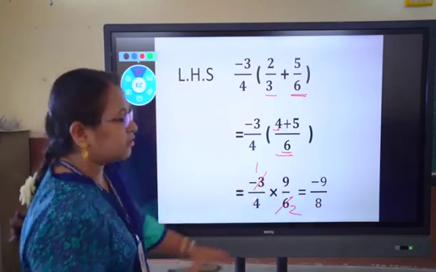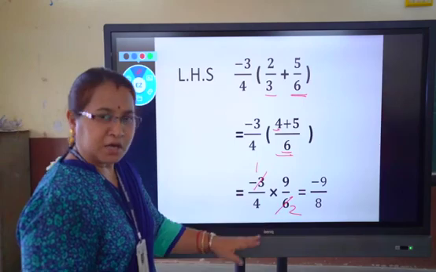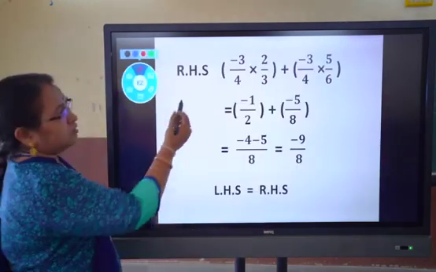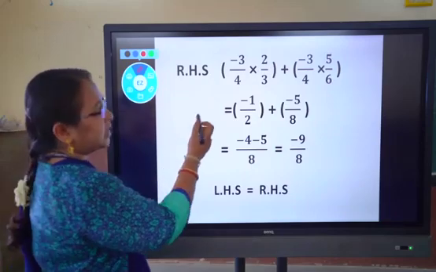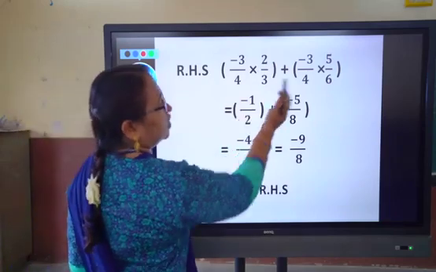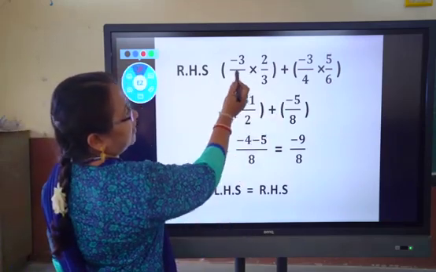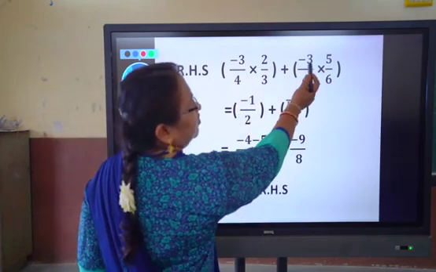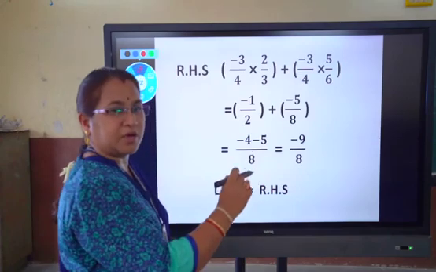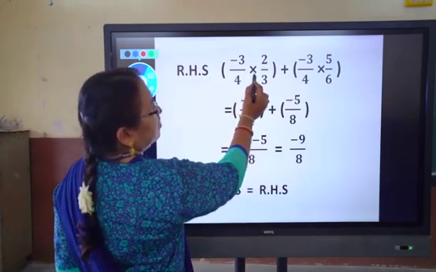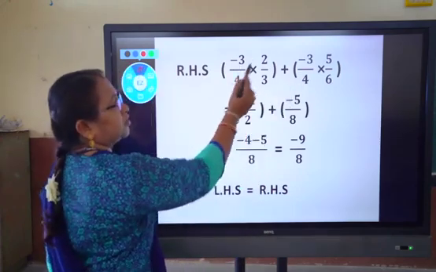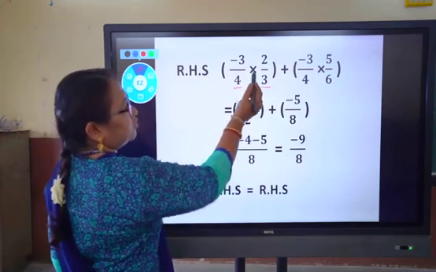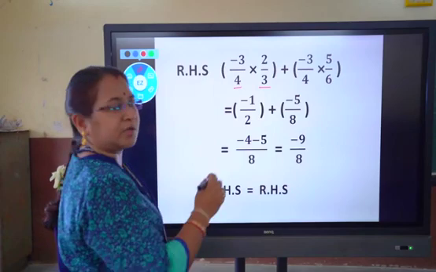Now we will see whether we get the same answer in our right hand side or not. So now we take our right hand side, that is RHS, and we see two terms. The first one is minus 3 upon 4 multiplied by 2 upon 3, plus the second term, minus 3 upon 4 multiplied by 5 upon 6. This is the multiplication operation, so simply the numerators will be multiplied and the denominators will be multiplied. Before that we have to simplify the numerator and denominator.